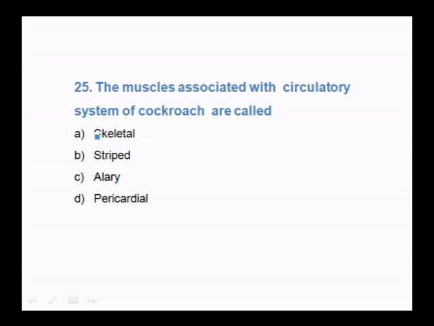Next question. The muscle associated with the circulatory system of cockroach are called. The circulatory system in the case of cockroach is open type, which contains a heart to pump the blood. It has alary muscles. Not only in cockroach, in most of the insects or arthropods, alary muscles associated with the movement of blood are associated with the circulatory system.